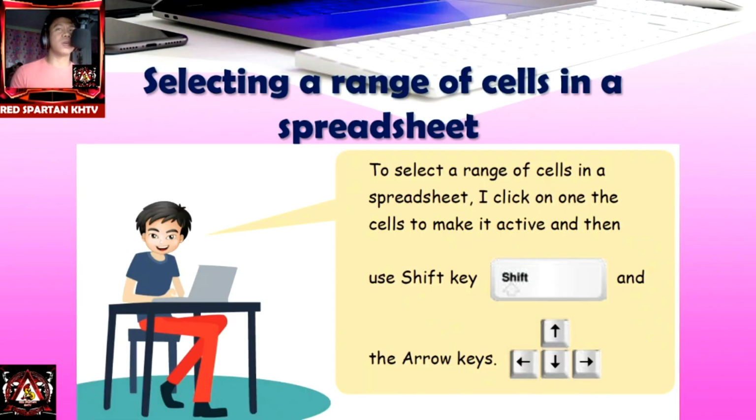Selecting a range of cells in a spreadsheet. In selecting the range of cells, we need to click one of the cells and make it active, and then use the shift key on our keyboard. Again, we click on the cell to make it active, and then press the shift key together with the arrow key. So how do we do that?